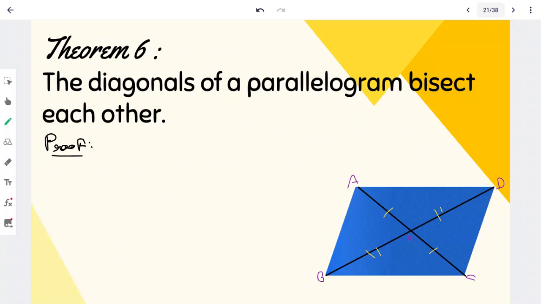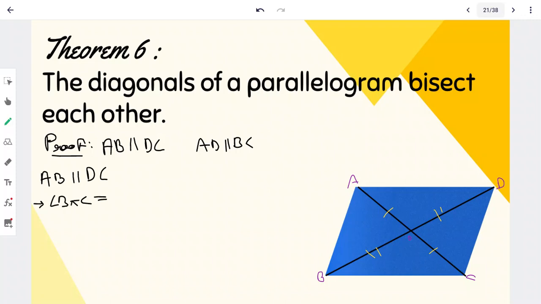Now first, it is given that it is a parallelogram, so it means that AB is parallel to DC and AD is parallel to BC. Already given to us, correct? Talking about AB parallel to DC, angle BAC will be equal to angle DCA. Why? Alternate interior angles. If I shorten it, I'll get BAO and DCO, instead of taking the full line.